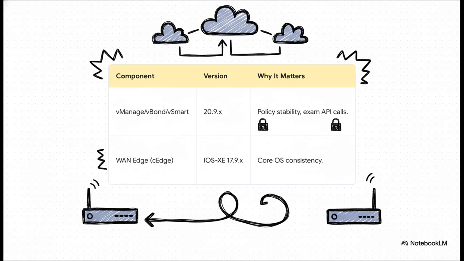You've got to have the whole controller suite. That's your vManage, vBond, and vSmart running on the 20.9.x release. This is what guarantees the policy framework is stable and that any API calls you make will behave exactly like the exam expects. And notice the WAN edge devices? They bring it right back to our foundational OS, IOSv 17.9.x. It just shows you how important that core version consistency really is.